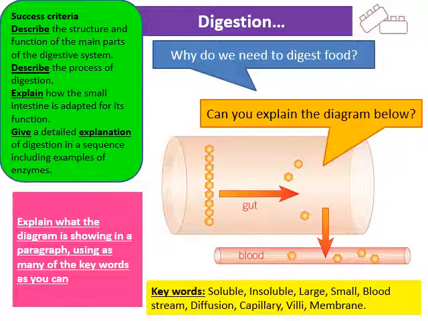Part of the digestion process that we've gone through so far looks at the absorption of molecules. So what we want to think about now is why we need to digest food. To help us do that, we've got this diagram on the screen, and I'd like you to try and explain what is happening in that diagram. To help you with that explanation, I've given you some keywords in the yellow box, and I'd like you to have a go now in just a short paragraph.